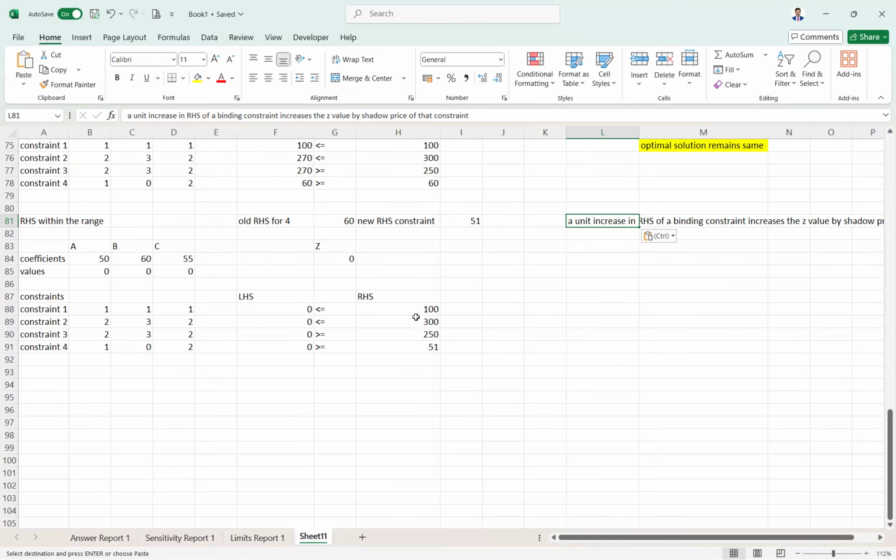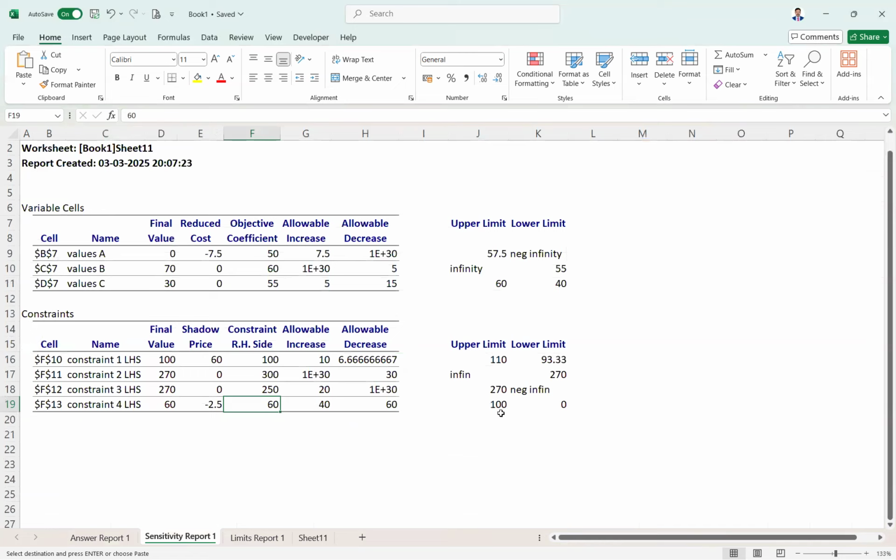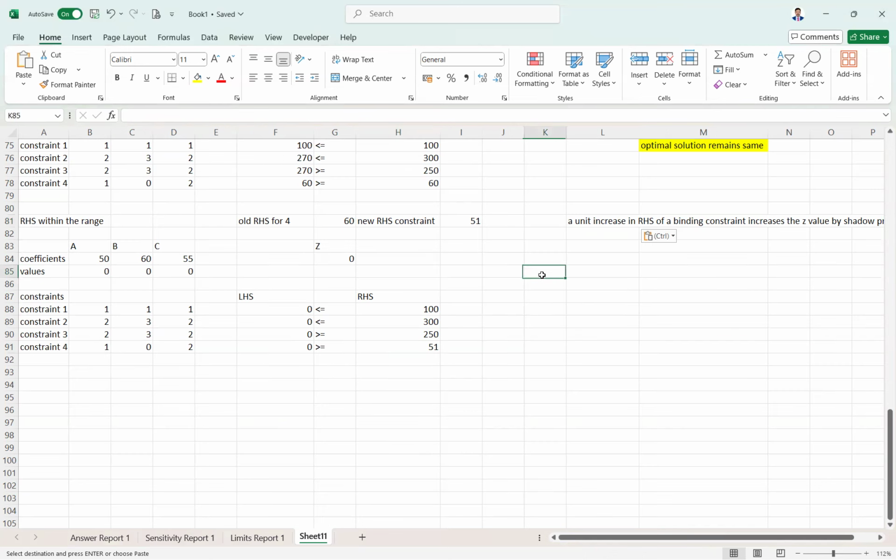So number one, what is the new RHS? 51. Is it in the limit 0 to 100? Yes. If you have not found the limit, just check the allowable increase and allowable decrease. Since it is a decrease from 60 units, I am decreasing by 9 units, so it is allowed. That is the first point. Now it has decreased by 9 units.